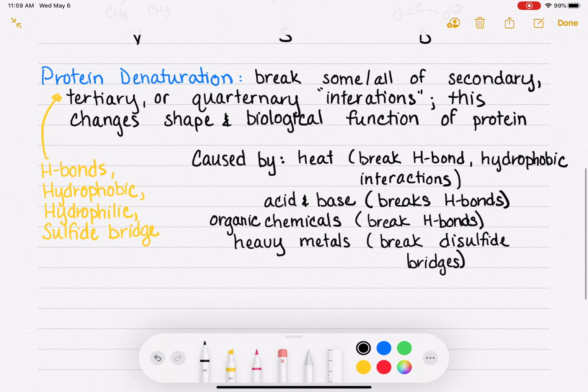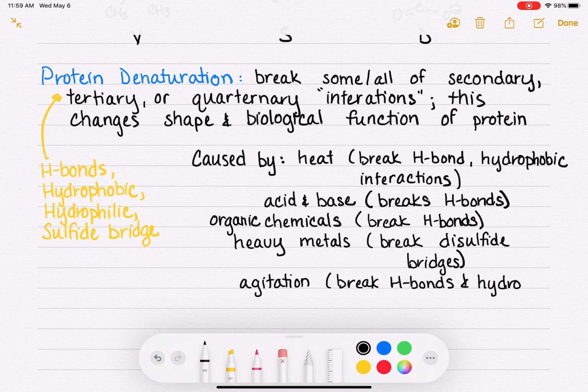And then last but not least, and this isn't a totally comprehensive list, agitation, which is just like stirring it, shaking it, something along those lines. This breaks hydrogen bonds and also hydrophobic interactions. So there's a lot of different ways to denature proteins.